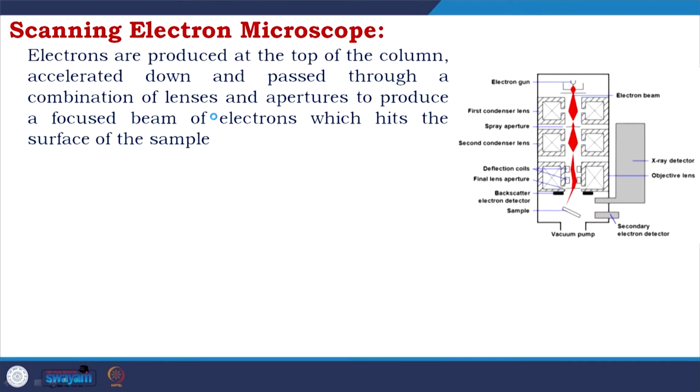So, this is a schematic diagram of a scanning electron microscope. This is the electron gun, this is the source of electrons.